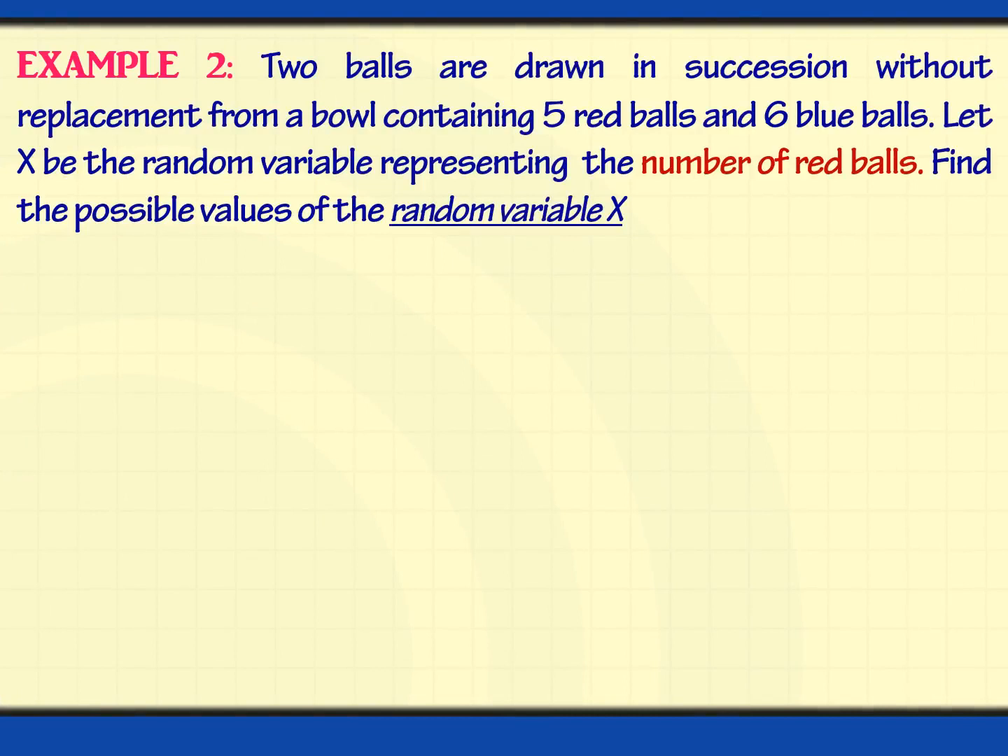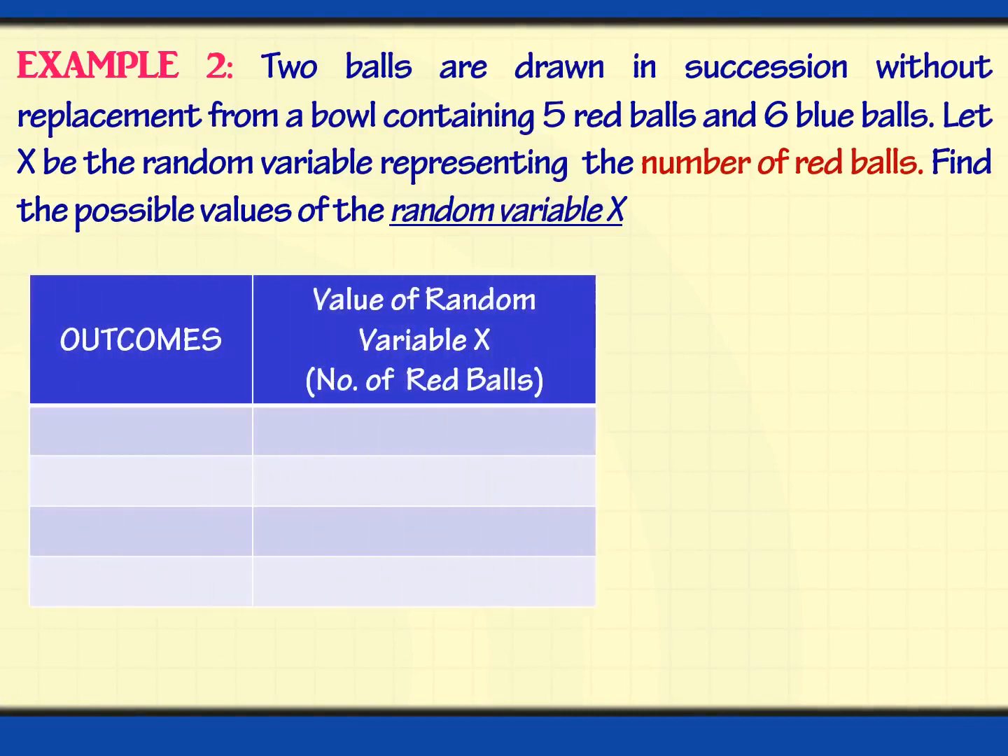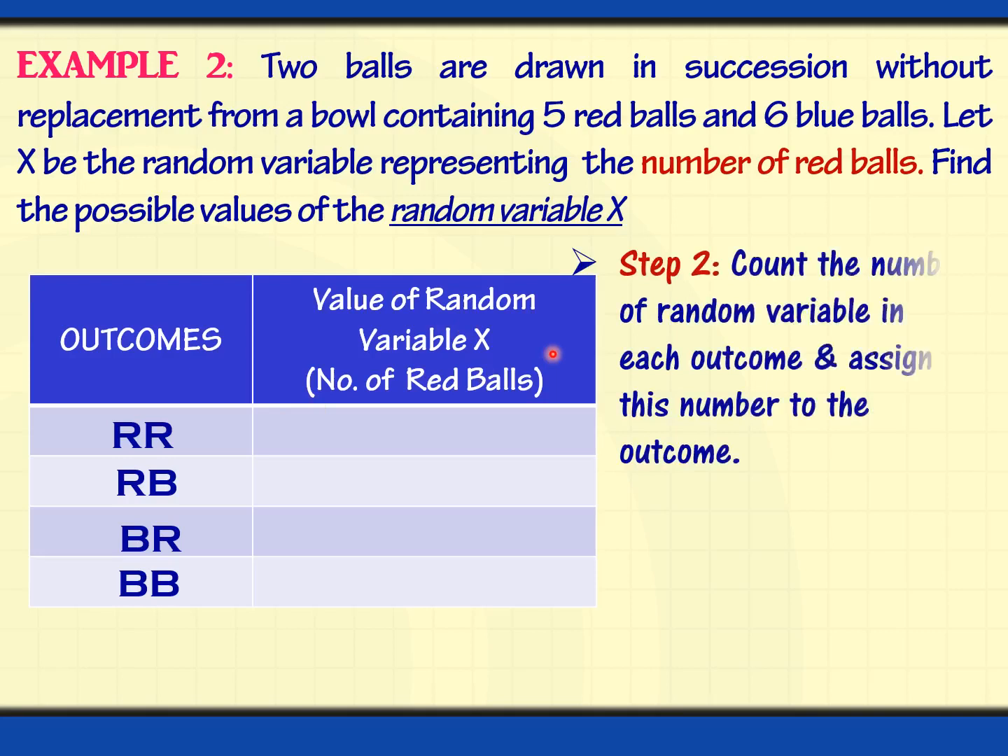So we're done with step number 1. For step number 2, we'll just have a 2-column table. On the first column, we have here the outcomes. So we'll just list down all the outcomes that we have obtained in step number 1. So you have here red, red, red, blue, blue, red, and blue, blue. Now for the second column, we will do step number 2. We'll just count the number of the random variable or the number of red balls. So on the first outcome, we have 2 red balls. So we'll just simply write 2, 1, 1, and 0.